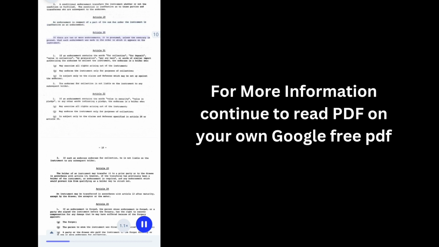Article 20. If there are two or more endorsements, it is presumed, unless the contrary is proved, that each endorsement was made in the order in which it appears on the instrument.